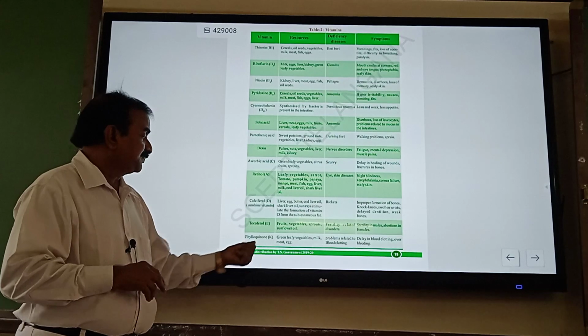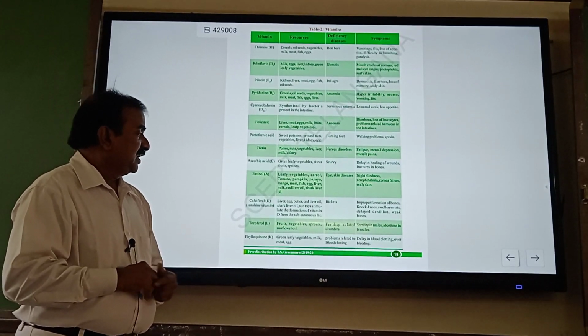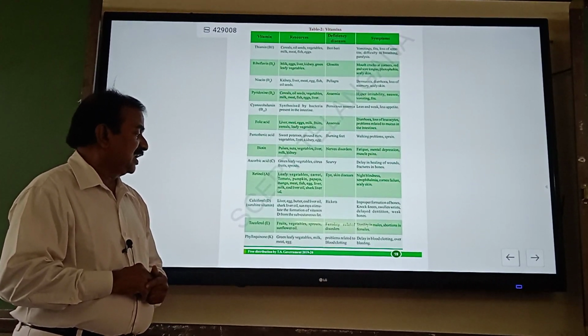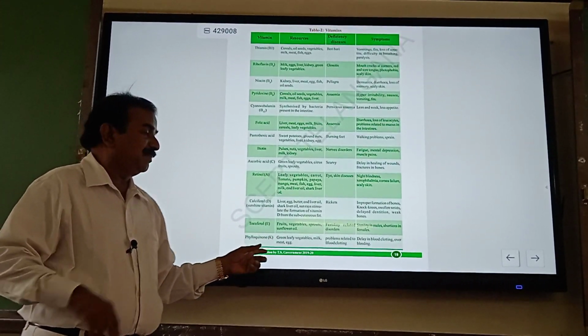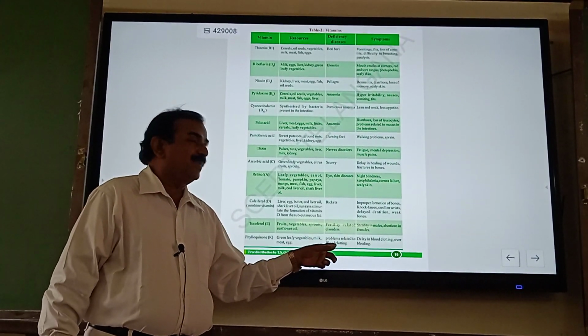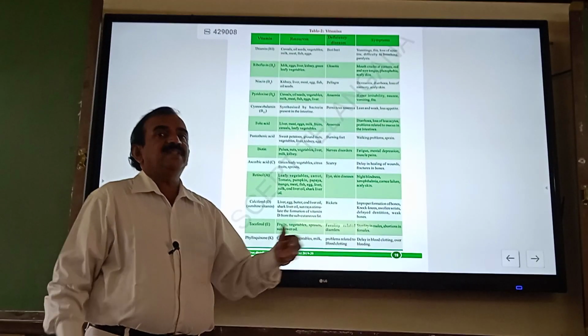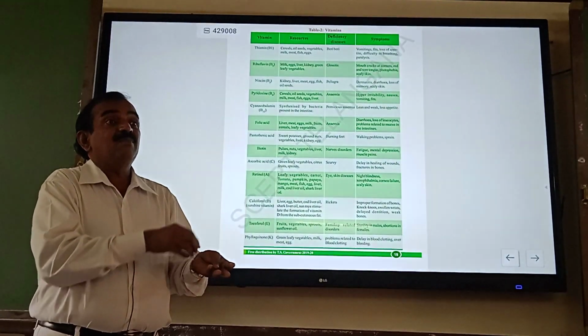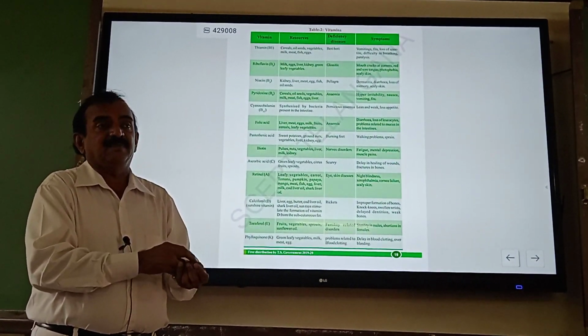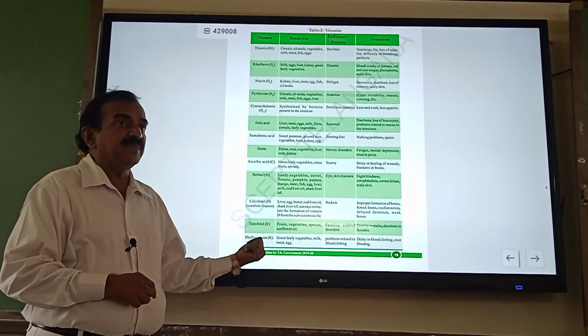And the last one is phylloquinone. Phylloquinone is also called vitamin K. It is present in green leafy vegetables, milk, meat and eggs. The problem is related to blood clotting. Some people, when they get a wound and blood flows out, the blood clot does not take place. It takes a long time because of the effects of vitamin K.